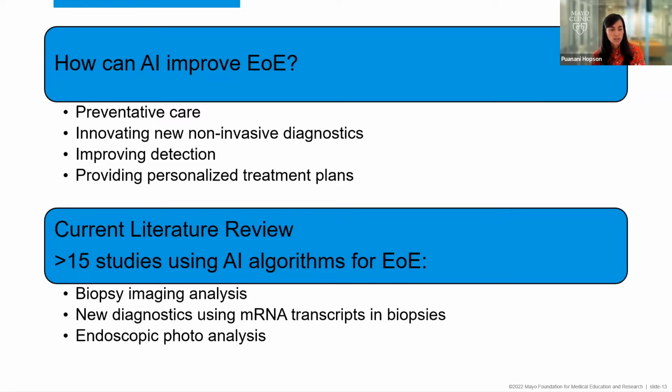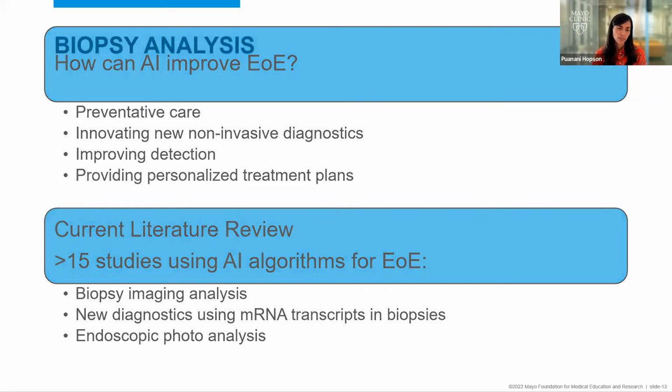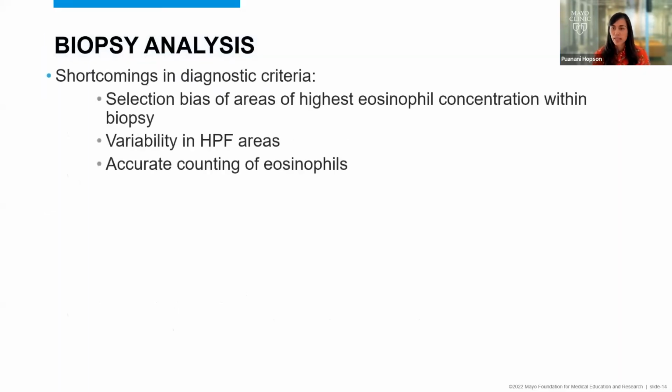Some use a new diagnostic mRNA transcript from biopsies, which is really interesting. And then others take a different approach using endoscopic photo analysis. That endoscopic photo analysis really started back with reflux disease, Barrett's esophagitis, and esophageal cancer using endoscopic photos. And so they're kind of translating that over to the EOE world, and I'll share that with you too. So let's start with the biopsy analysis.